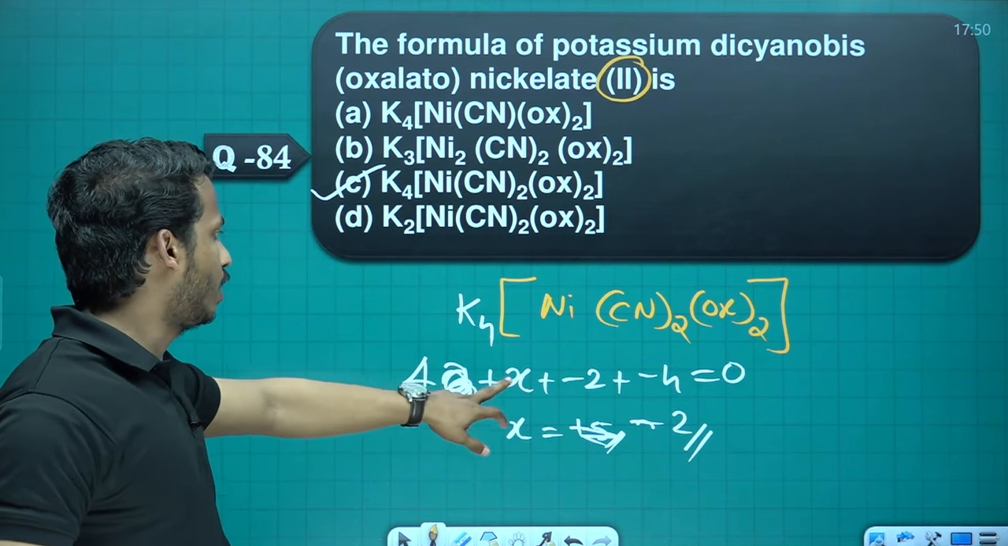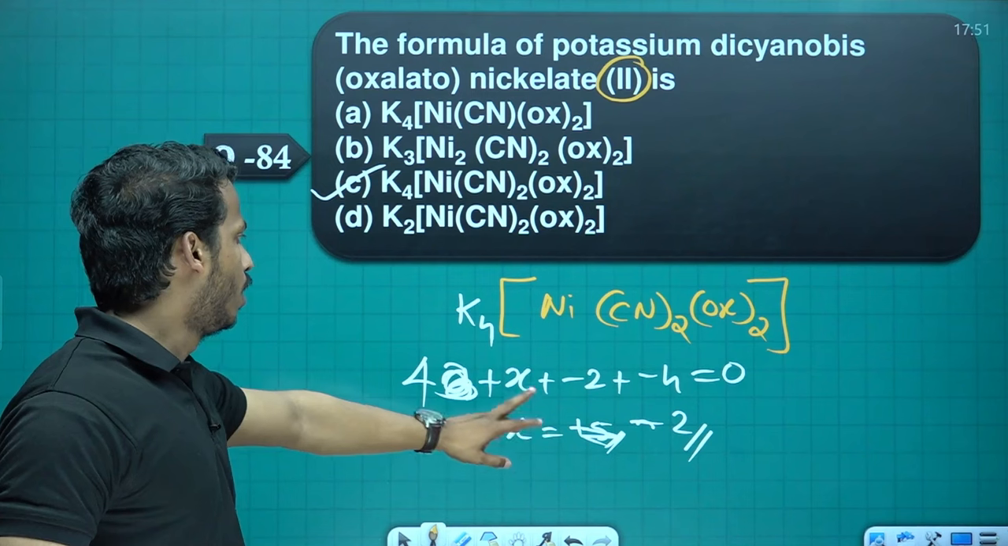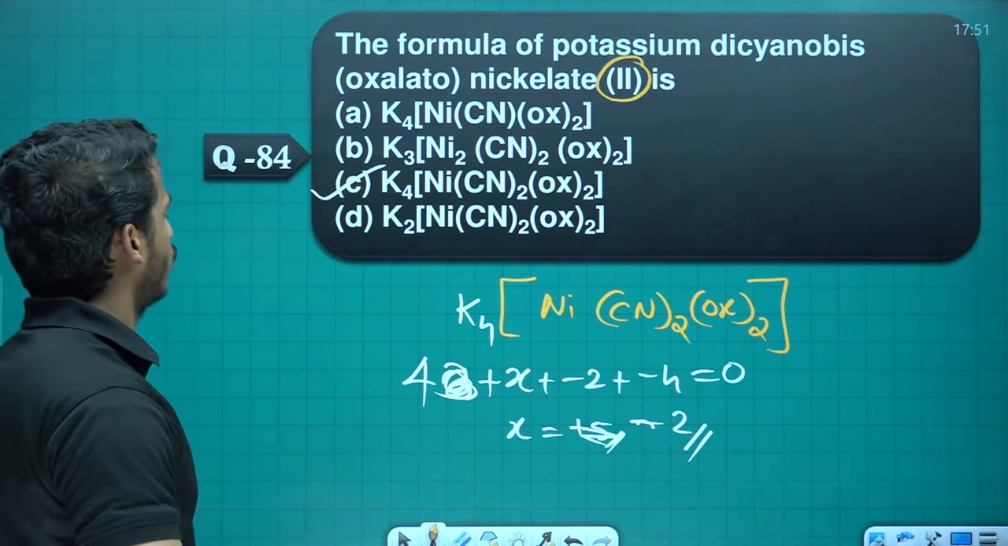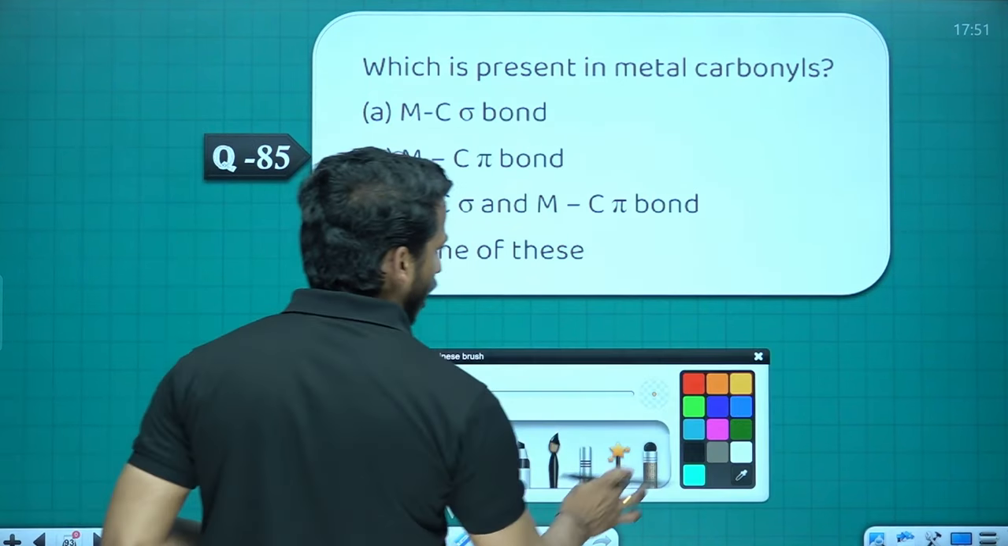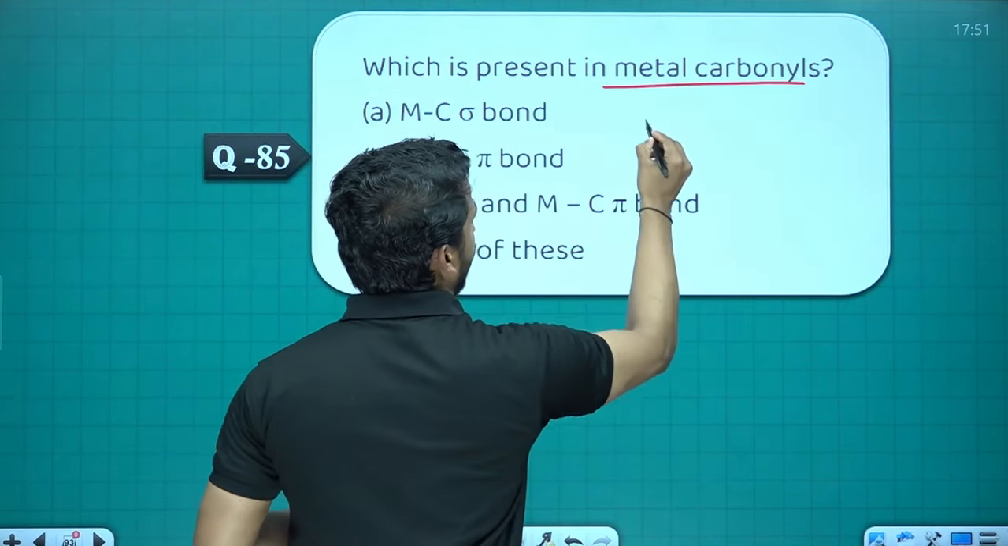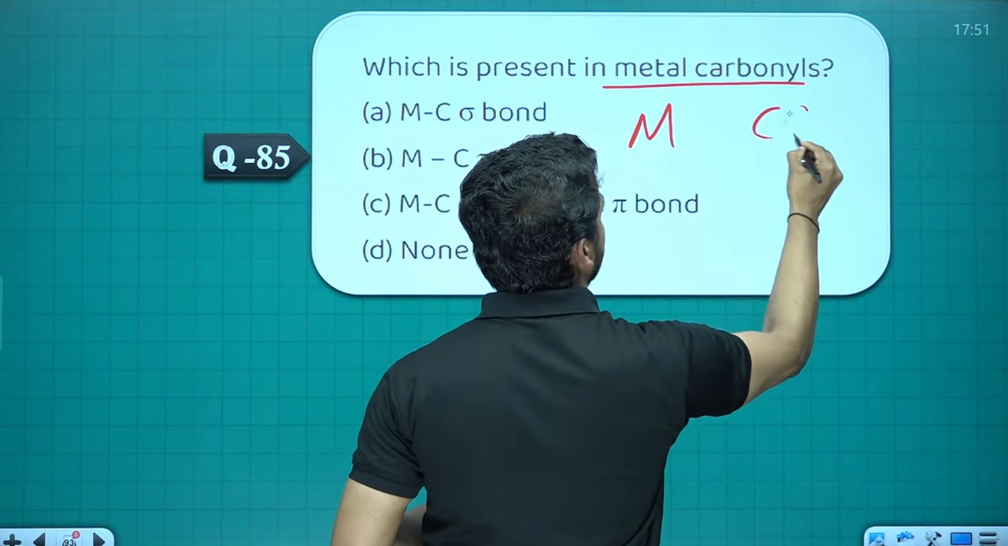So here 4 potassium, excess, minus 2, minus 4, overall minus 2 here, yes, plus 2, correct. Next one, which is present in metal carbonyl? What is metal carbonyl? Metal with the carbonyl ligand.